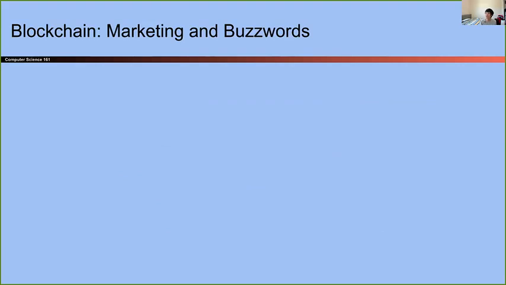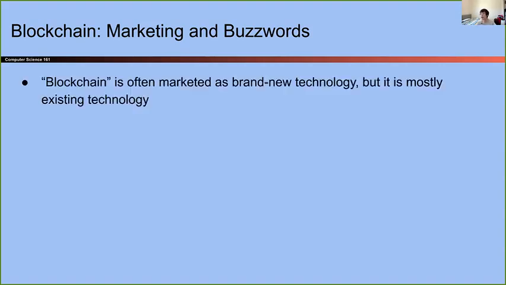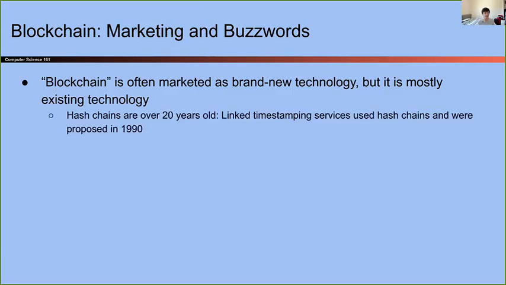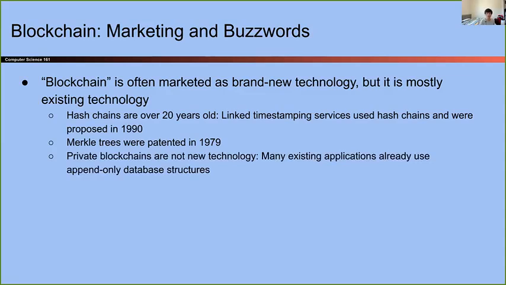Blockchain. Almost everyone has heard of this word blockchain at some point, especially if you're a CS major. Blockchain is often marketed as this really new technology, but it has existed for a really long time. Hash chains were invented over 20 years ago. There were timestamping services that were really just linked lists / hash chains, and those were proposed in the 1990s. Merkle trees were likewise patented a bit earlier, in 1979. So none of these are new technologies.